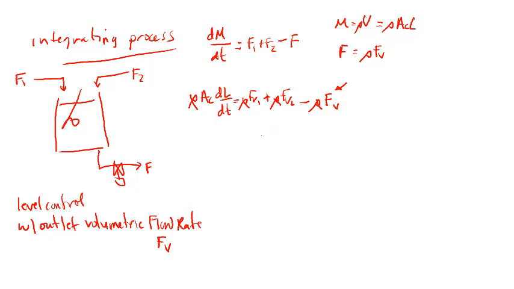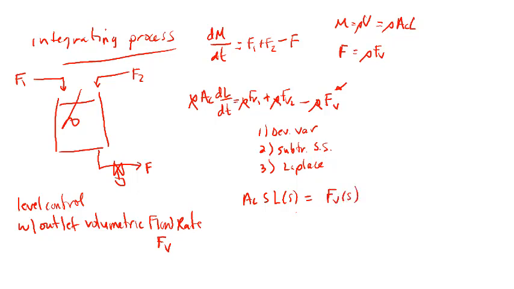So to derive the transfer function for this process, we first convert to deviation variables. The next step is we subtract out the steady state or initial condition. And the third thing we do is we take the Laplace transform. If we do those three steps, we end up with AC, cross-sectional area, times S times L(S), and this again is a deviation variable, equals, these are constants so they come out when we apply the steady state condition, equals FV in the Laplace domain.